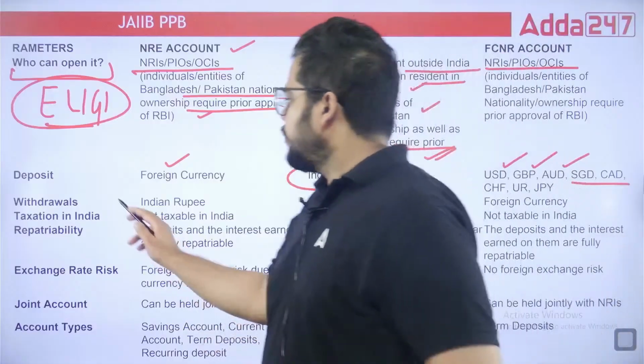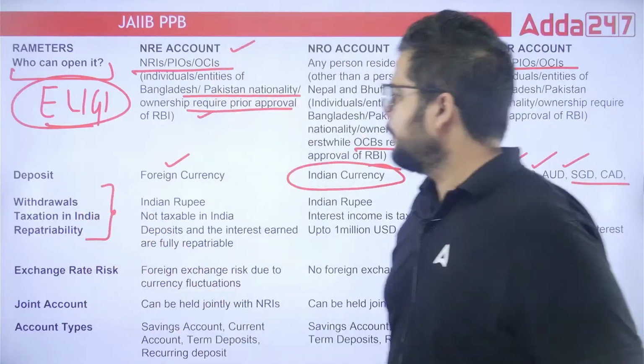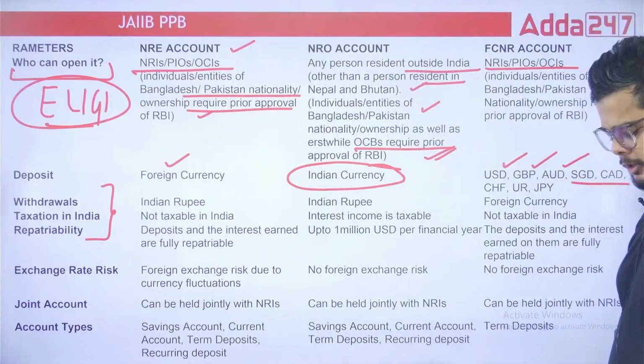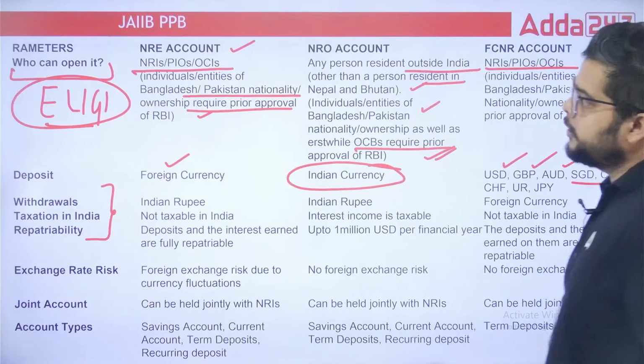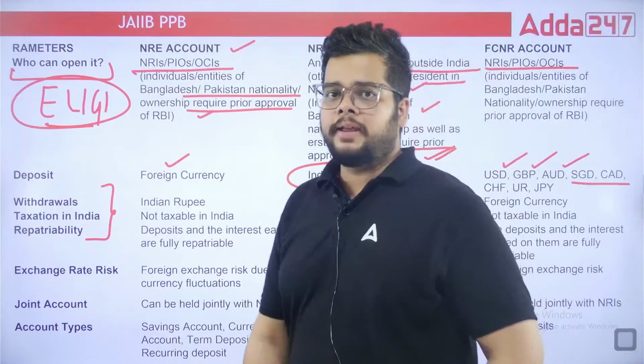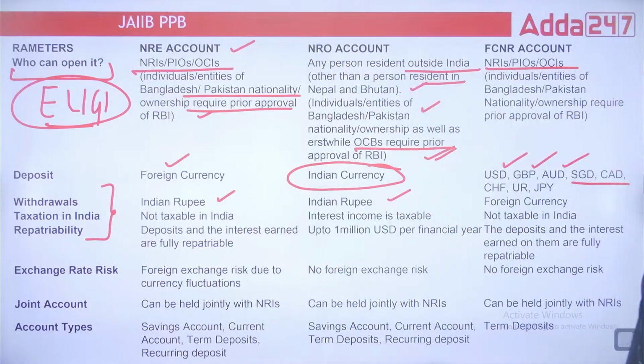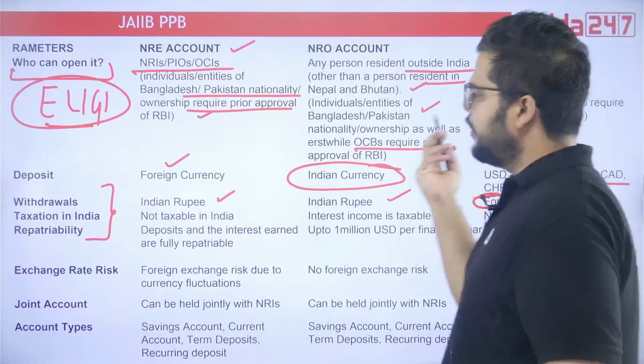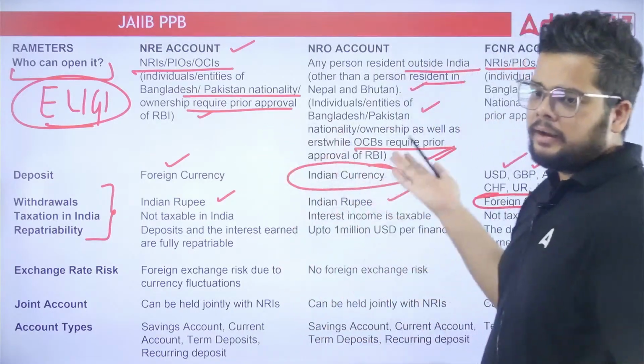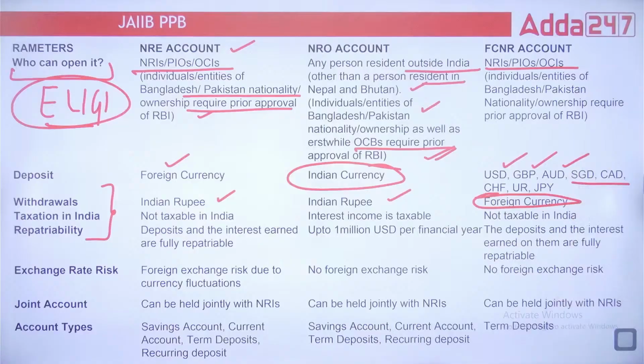Next, what about the withdrawals, or you can say from the Indian land to the foreign land? What kind of withdrawal can be made? So Indian rupee is the withdrawal denomination for the NRE and NRO account. For FCNR you will have the foreign currency. Simple. Why? Because directly the basket of currency is there in the FCNR account.